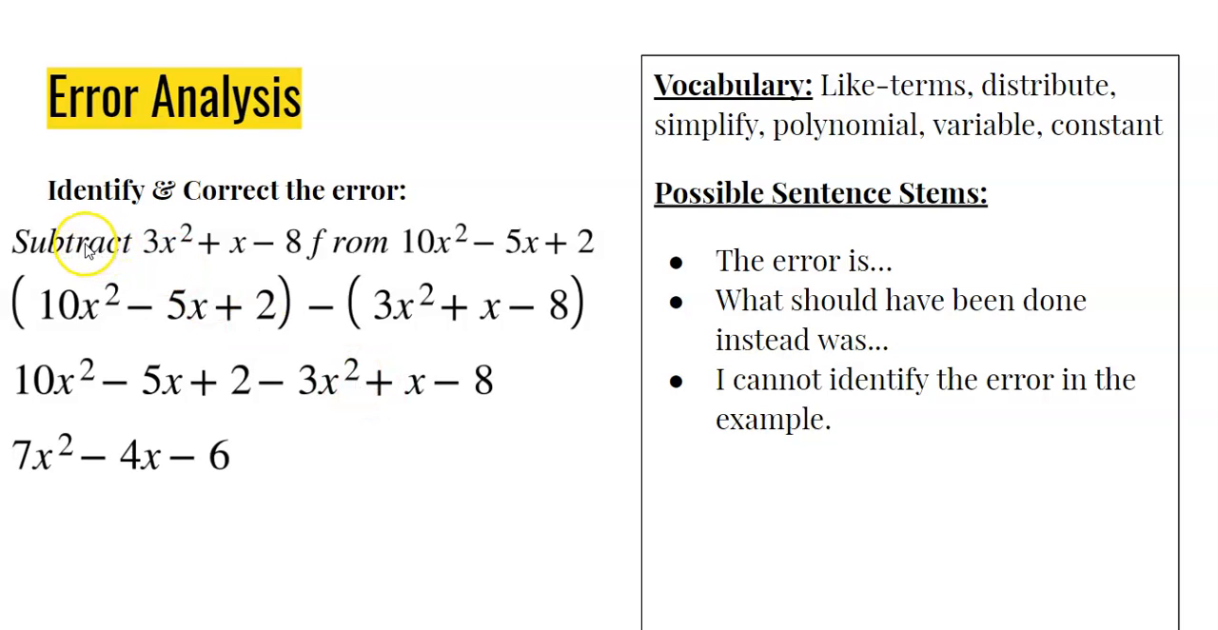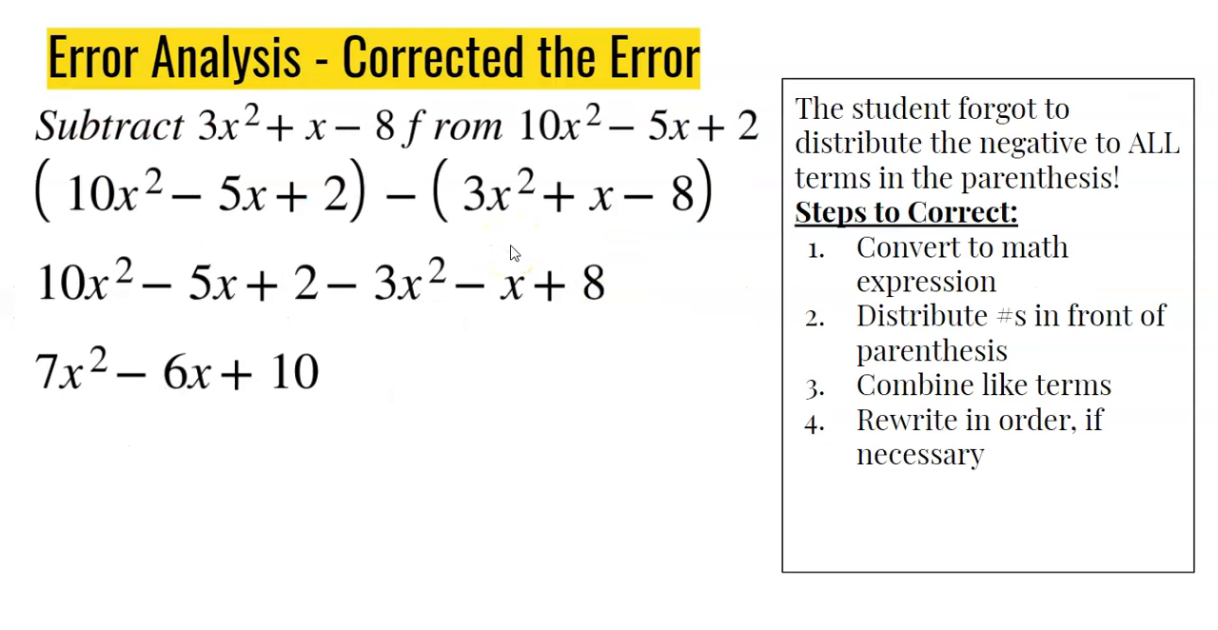Notice the wording, subtract number from number. So if I had told you subtract 3 from 10, what you would really be writing is 10 minus 3. You're subtracting this from this, so in actuality, it flips the order. Now I am subtracting the 3x squared plus x minus 8 from the second expression. So be very careful when you're doing your Delta Math, and make sure you are writing it in the correct order. From here, now I can distribute my negative to both terms.